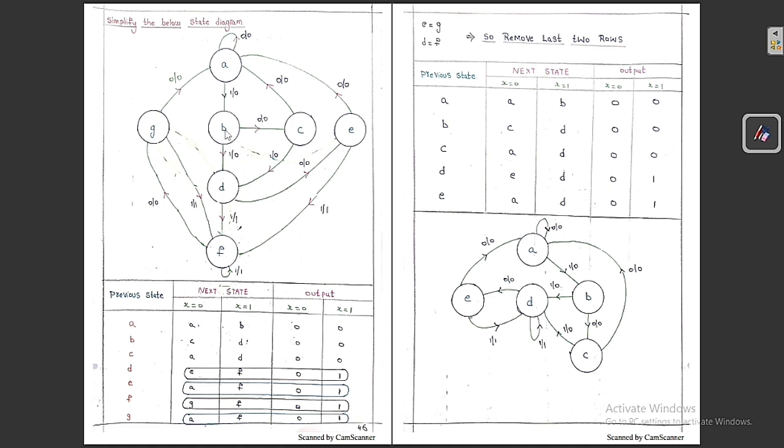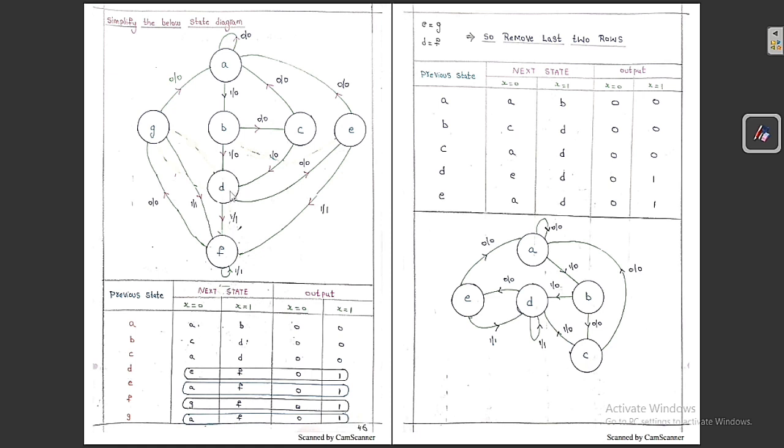Similarly, for B, if you give an input x equal to 0, then we move to state C with an output of 0. If we give input x equal to 1, then we move to state B with an output of 0. Similarly, for C, if you give input x equal to 0, then we go to state A with an output of 0. If we give input x equal to 1, then we move to state D with an output of 0.